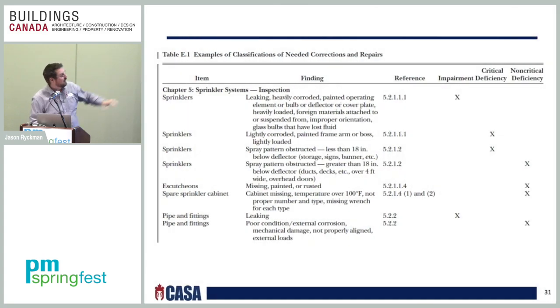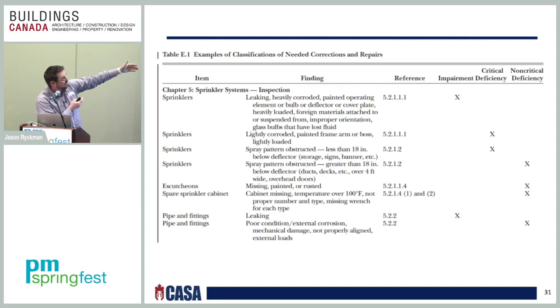So when you look at that, the examples of classification that needs correction and repairs, it gives you some of your findings that you would find on your water-based fire protection system, depending on the item. It gives you the examples. Is it an impairment? Is it a deficiency, or critical deficiency, or non-critical deficiency? So the very first one, if you look, sprinklers. Is it leaking? Is it heavily corroded? Is there paint on the operating element, which is the glass bulb or solder element?